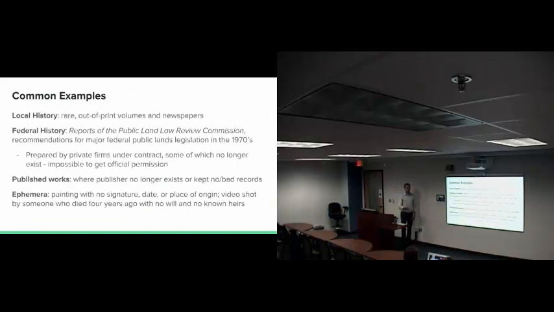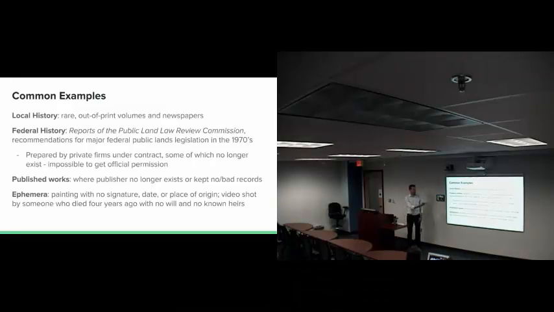So, some common examples of orphan works. Certainly lots of orphan works come from local history collections, including rare out-of-print volumes and newspapers. Federal history is just laden with orphan works. You might not think that. Of course, works of the U.S. federal government are, it's commonly known, in the public domain, released into the public domain as they're published. But unfortunately, in many cases the federal government actually contracts out to third parties to create those reports or what have you.